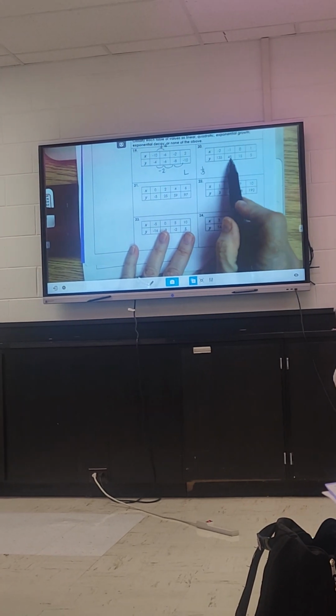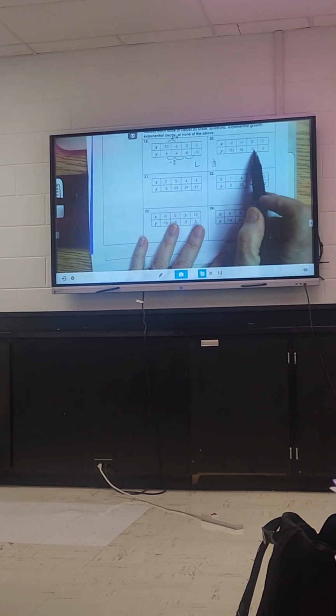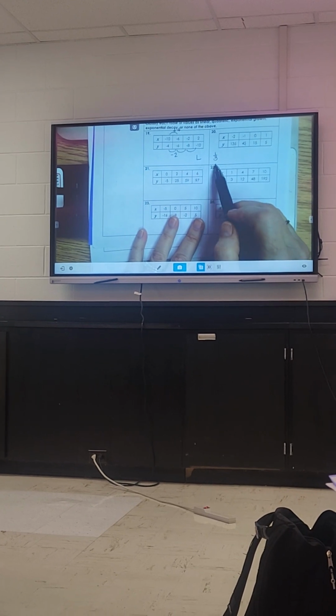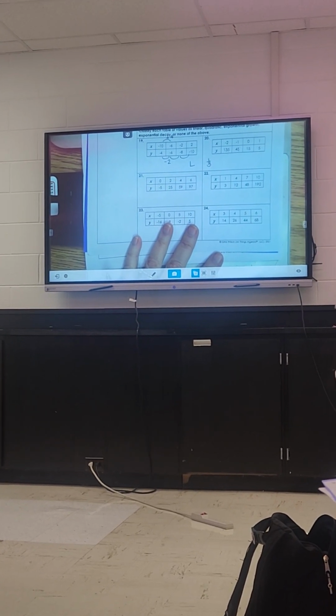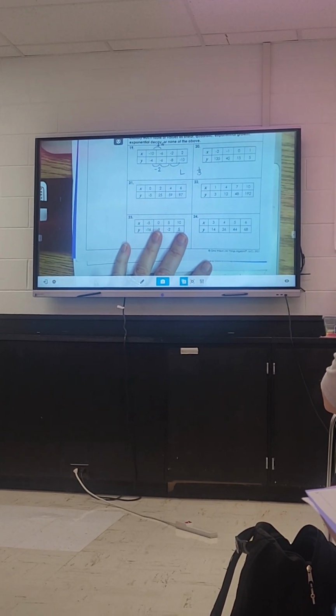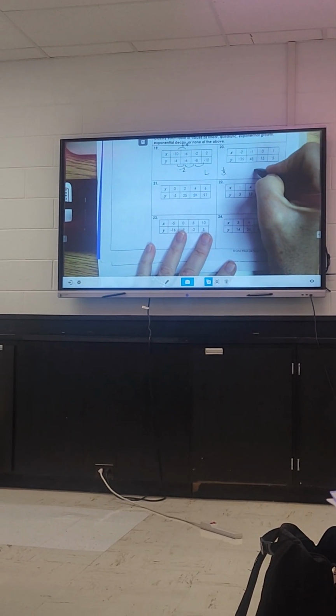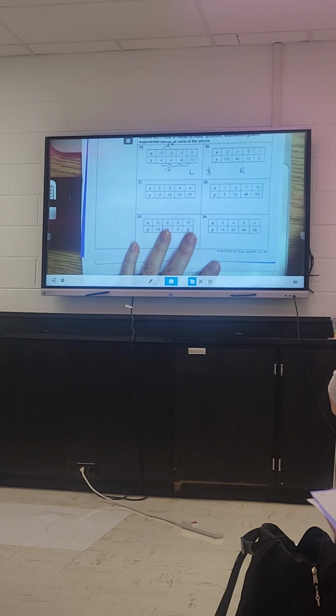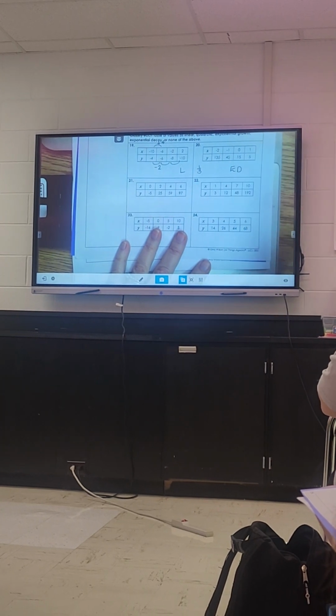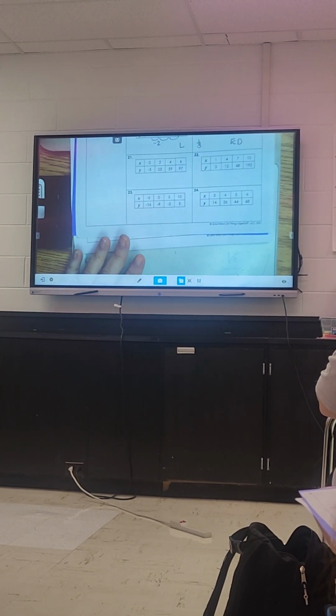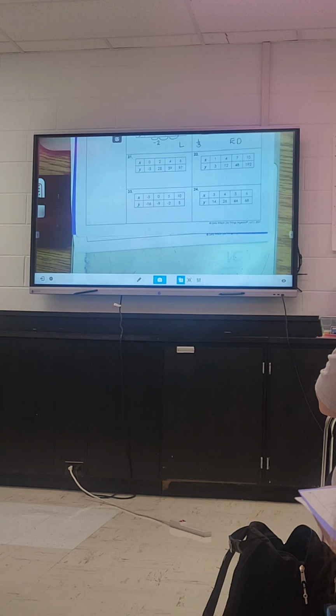135 times 1/3 is 45. 45 times 1/3 is 15. 15 times 1/3 is 5. So dividing by 3 is the same as multiplying by 1/3. So is this one exponential growth or exponential decay? Decay. All right, 21. See if you can figure this one out.